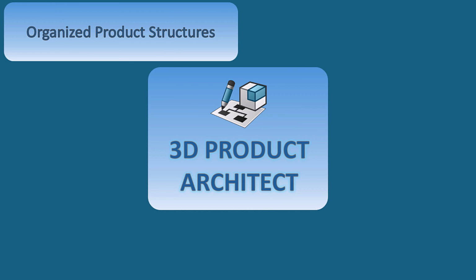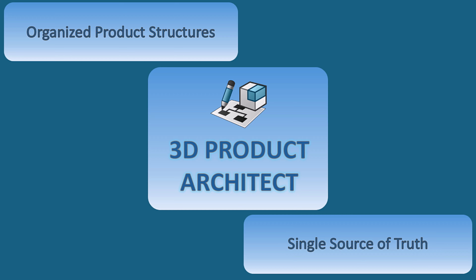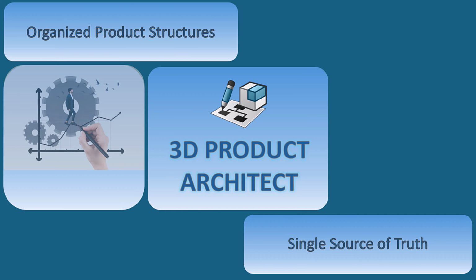Organized product structures ensure assemblies are accurate, complete, and ready for collaboration, reducing errors and saving time. Single source of truth provides unified access to design data, revisions, and configurations for all stakeholders. Effortless modifications allow designers to add, remove, or update components and create mockups quickly without CAD dependency.